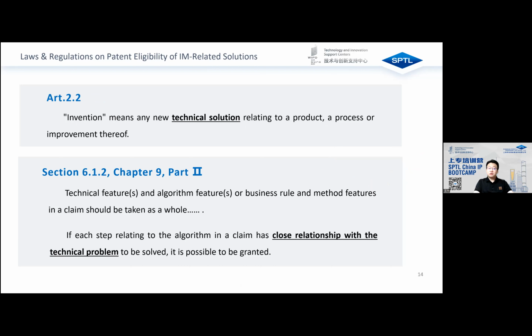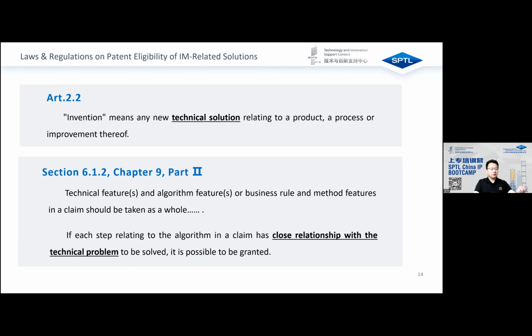According to Article 2.2, invention means any new technical solution relating to a product, a process, or improvement thereof. But please pay attention to what is stipulated in Section 6.1.2, Chapter 9, Part 2 of the guidelines. It says that if each step relating to algorithm in a claim has close relationship with the technical problem to be solved, it is possible to be granted. Someone may ask what close relationship means.